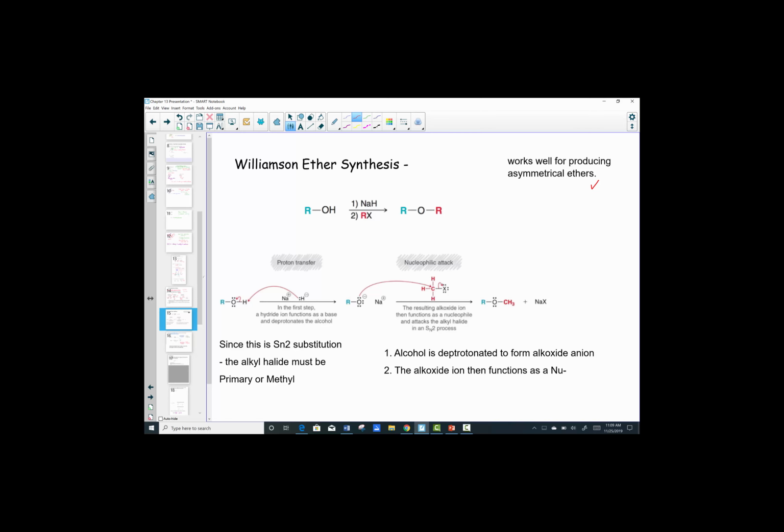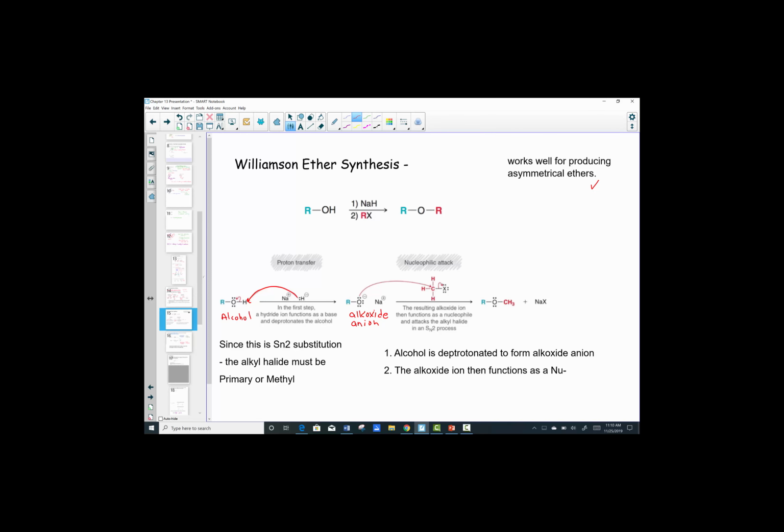Here we have an alcohol. And here we have sodium hydride as a first reaction in this mechanism, as the first step, where the hydride functions as a base to deprotonate the alcohol. When the hydride reaches out for the hydrogen on the alcohol, we call that deprotonation. It's acting as a base. We form the alkoxide anion.